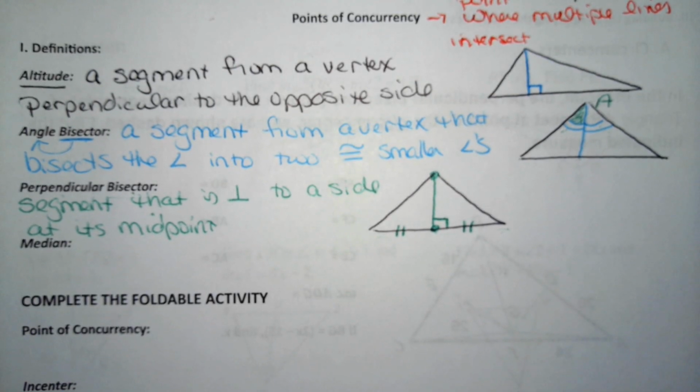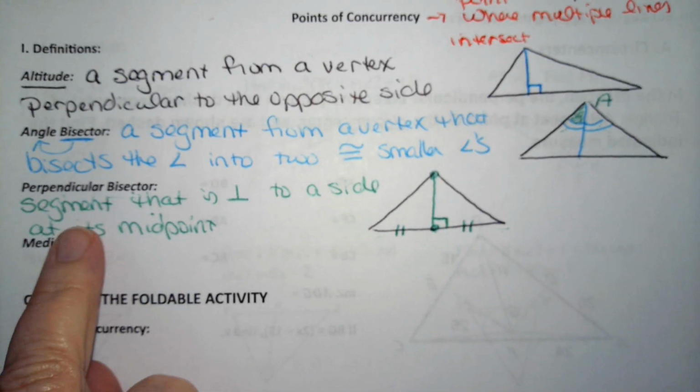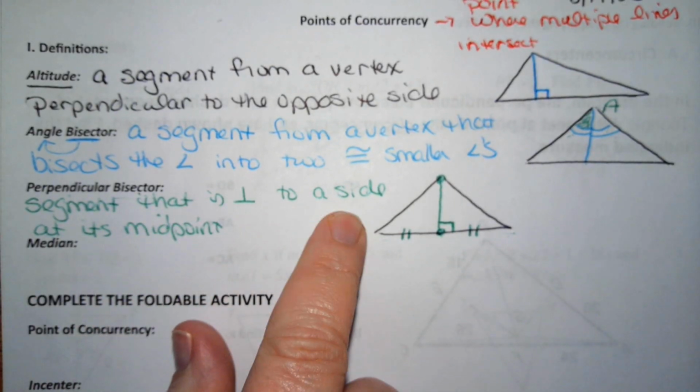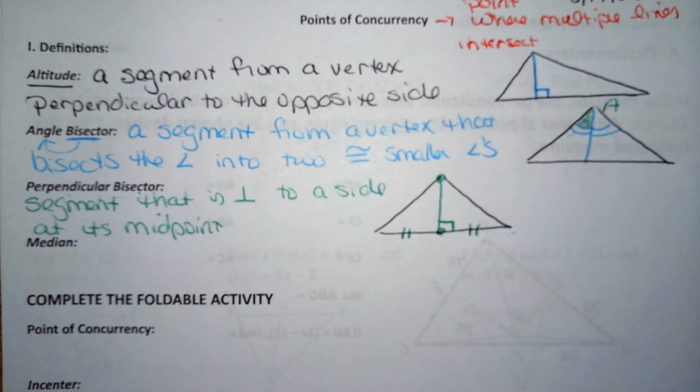Now, as you finish copying this, sometimes when we have diagrams, it might not look like it's supposed to look, but sometimes it'll say picture not drawn to scale, which means they just kind of drew it up there, but it's not really to scale. But you always go by what you are given and not what it looks like in diagrams. Okay. Segment that is perpendicular to a side at its midpoint.